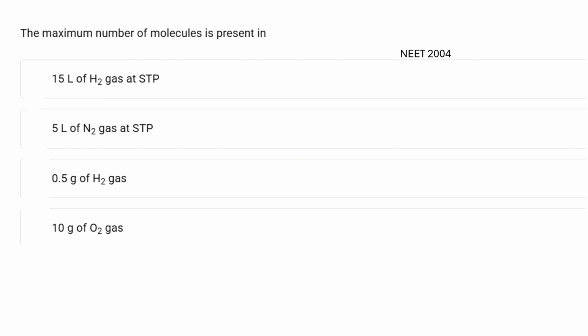Among these four, which one contains the maximum number of molecules? Okay, molecules, not moles, maximum number of molecules. How to find molecules? That is our first step. There is always a formula to find the number of molecules. What is the formula? The number of molecules is equal to the number of moles multiplied by Avogadro's number.